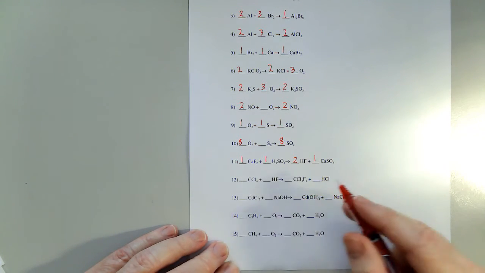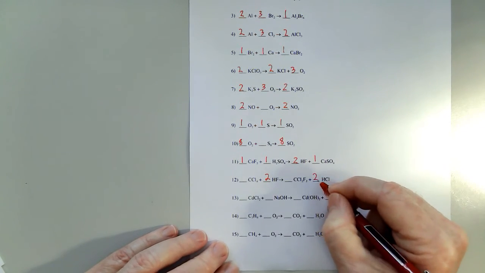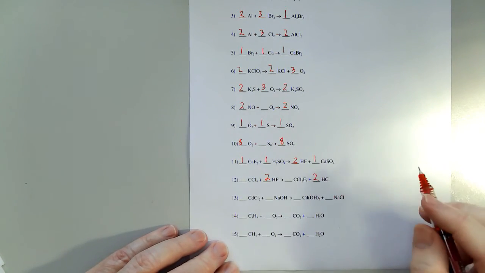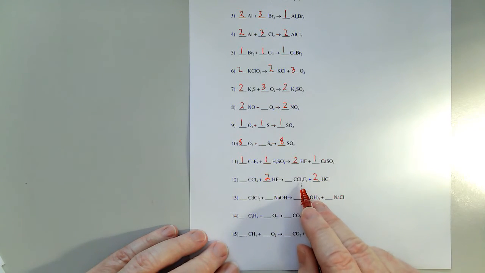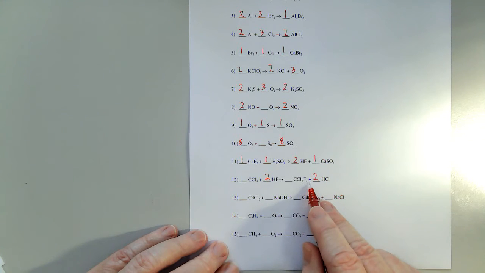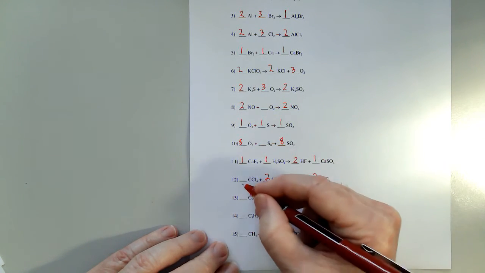2 fluorines and 1 fluorine for number 12. So I'm going to put a 2 there, which means I need a 2 there to cover the hydrogens. Now it actually looks like I'm balanced. 4 chlorines. Here I've got 2 plus 2. Don't forget math. 2 plus 2 makes 4. 2 fluorines, 2 hydrogens. That's good.